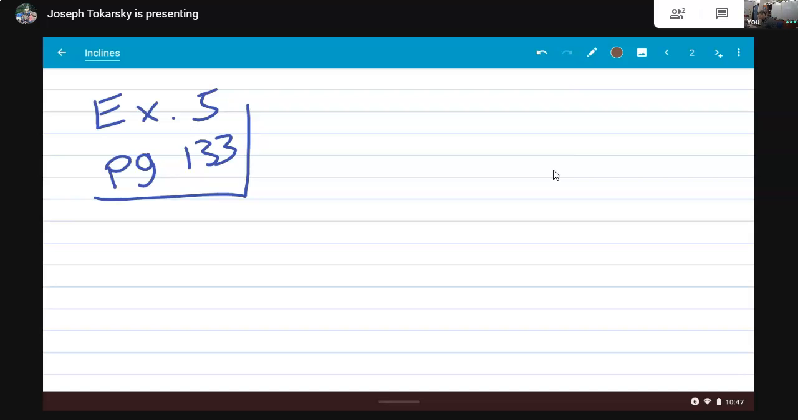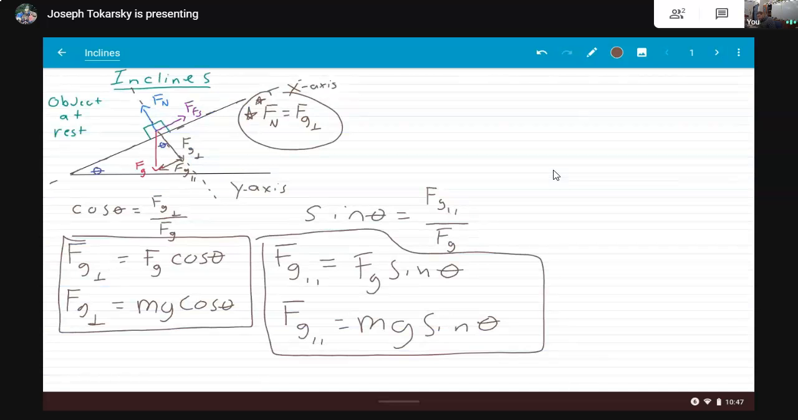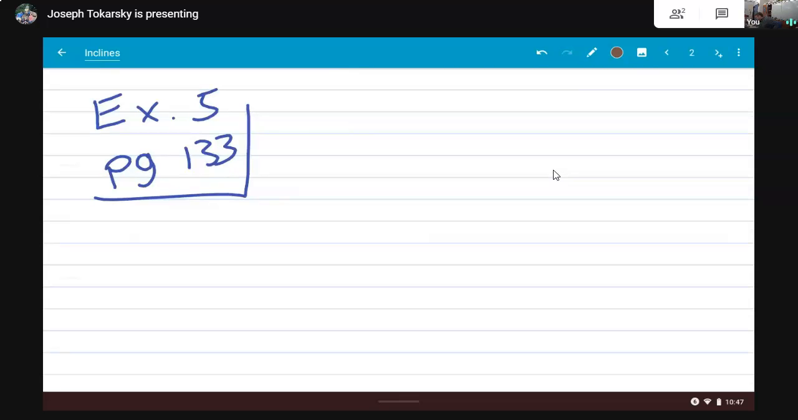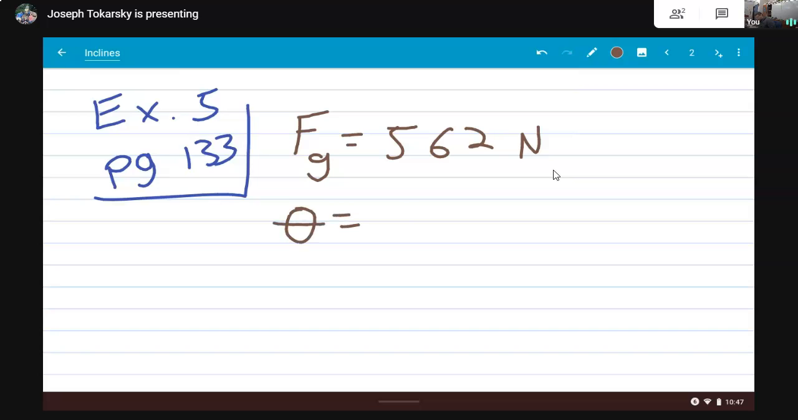So let's all go to example 5 on page 133, and I'm not going to redraw a free body diagram. I'm just going to flip back to the one I have because I drew a generic one, but it could apply to it. It says in example problem 5 on page 133, the components of weight for an object on an incline. A crate weighing 562 newtons, so its weight, F sub g, is 562 newtons. It's resting on an incline that has an angle of 30 degrees. Find the components of the weight that are parallel and perpendicular to the plane.